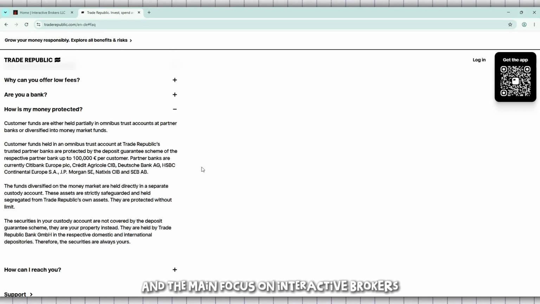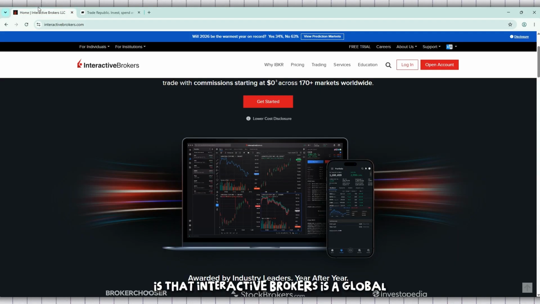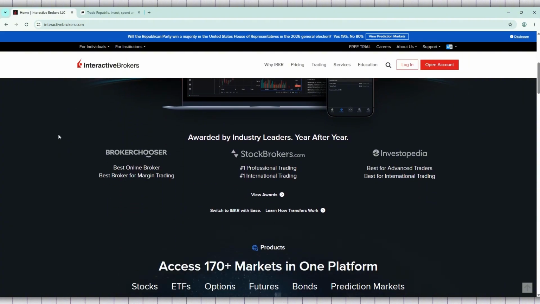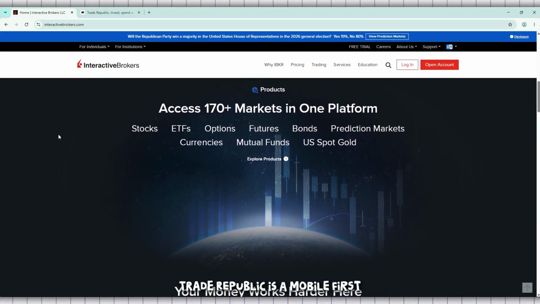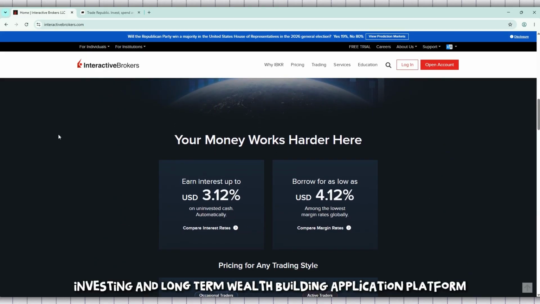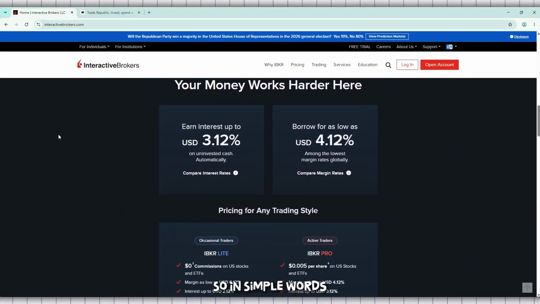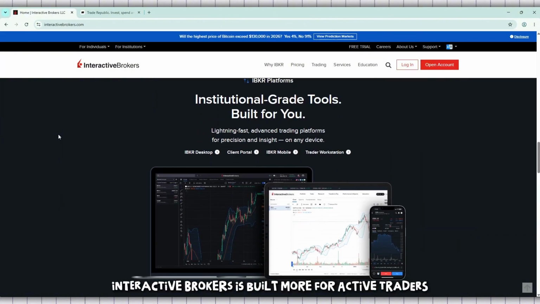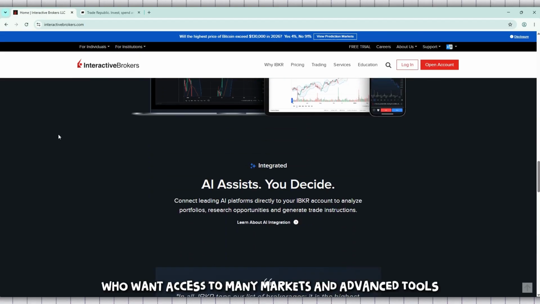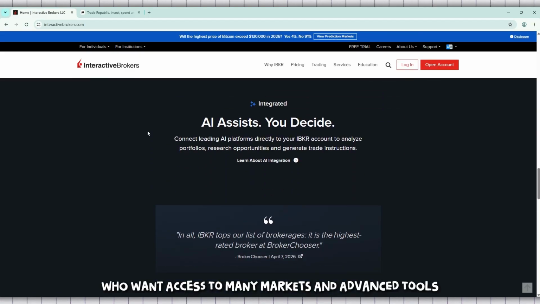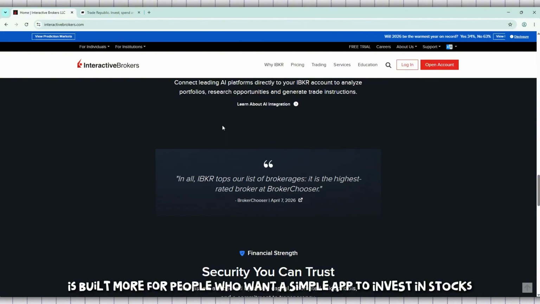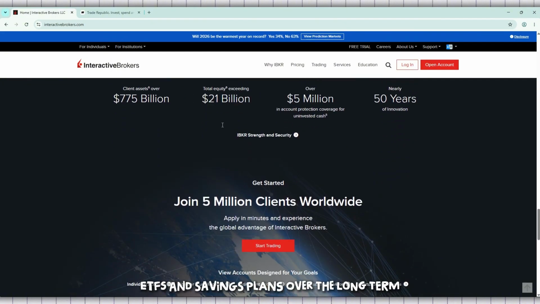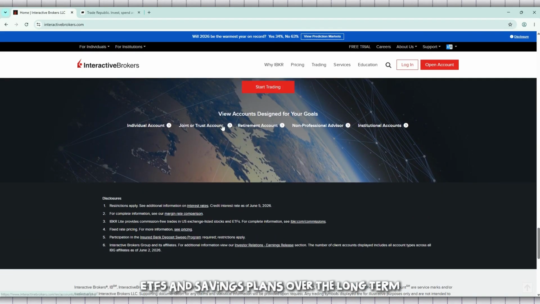And the main focus on Interactive Brokers is that Interactive Brokers is a global investing and professional trading platform. Trade Republic is a mobile-first investing and long-term wealth-building application platform. So, in simple words, Interactive Brokers is built more for active traders and global investors who want access to many markets and advanced tools. Trade Republic is built more for people who want a simple app to invest in stocks, ETFs, and savings plans over the long term.